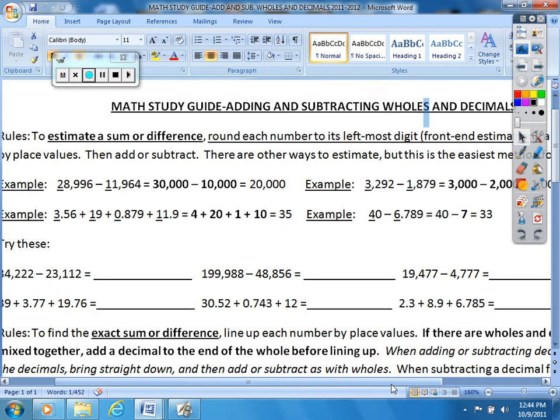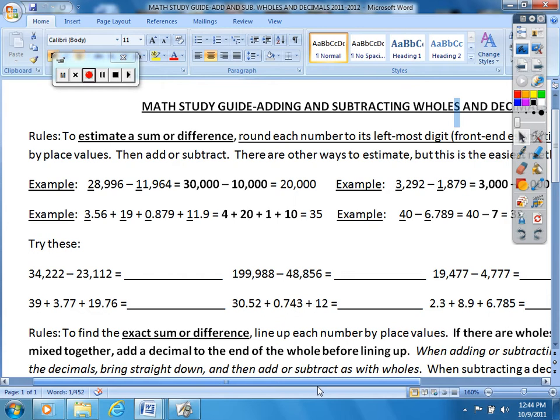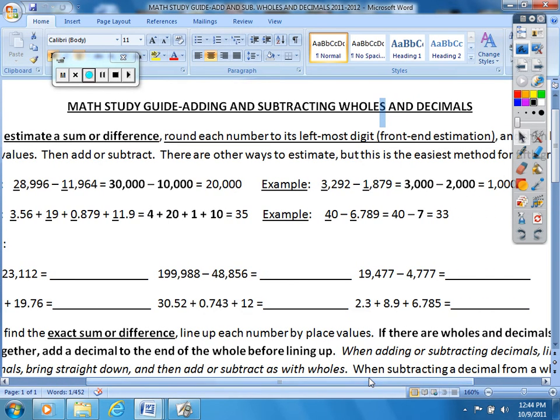But we try to make it easy in 5th grade. So this is going to be our rule to estimate a sum or a difference: round each number to its leftmost digit. That's called front-end estimation. That is the easiest way to do it at this level, because we get to use the same rule on every problem. We don't have to say, do I round to the tens place this time, hundreds, thousands, whatever. We're going to round to the same place every time, and I'll demonstrate that in just a moment.